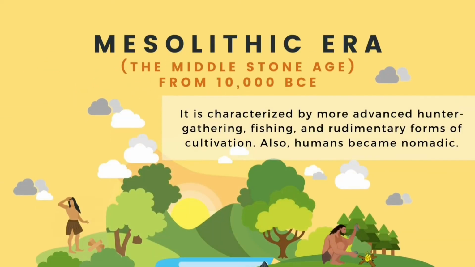Mesolithic era, a transitional phase referred to as the Middle Stone Age, way back 10,000 BCE. More advanced hunter-gathering, fishing, and rudimentary forms of cultivation. Also, humans became nomadic. Due to unstable food sources, they needed to follow the migrating animals.